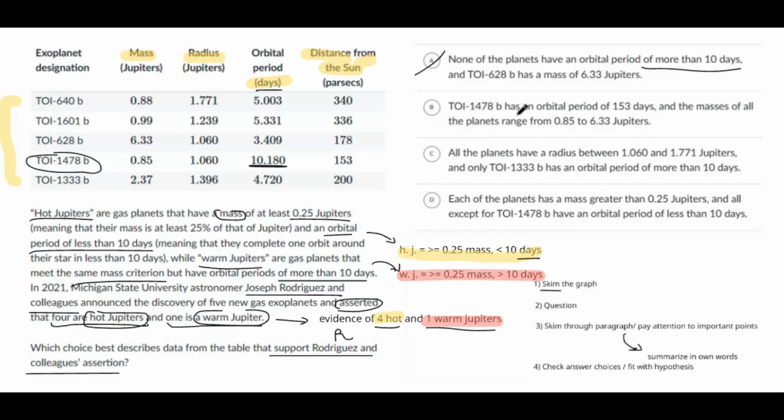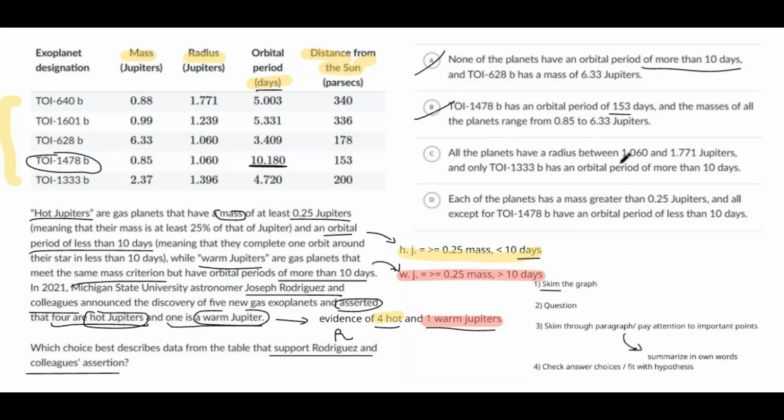Now, in the next one, planet 14 has an orbital period of 153 days, and the masses of all the planets range from 0.85 to 6.33 Jupiters. Now, even though the masses here fall within the criteria and are correct, what really is the problem here is the orbital period of 153 days, because if we look back at the graph, we can notice that planet 14 has an orbital period of 10 with something days. It is not 153, which is actually the distance from the Sun from this specific question.